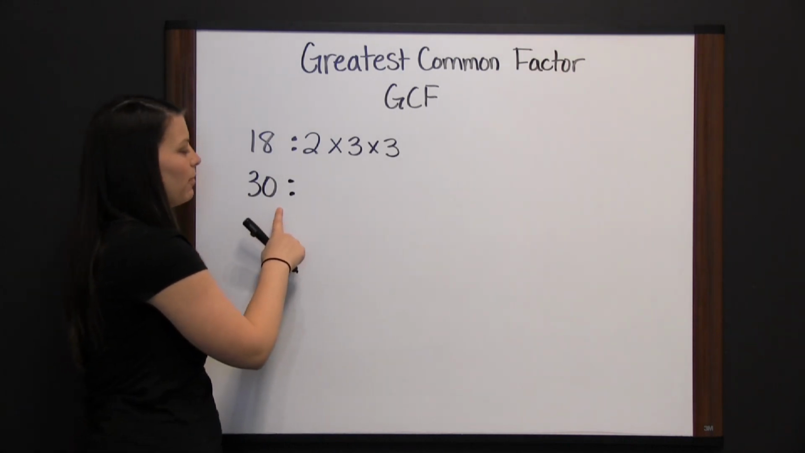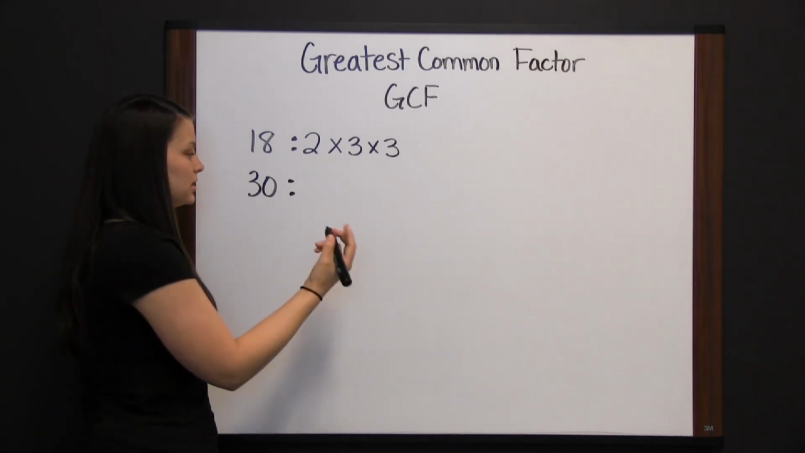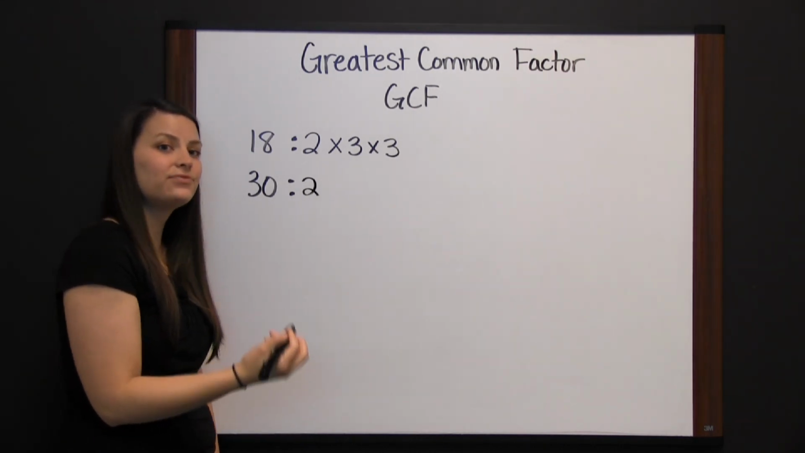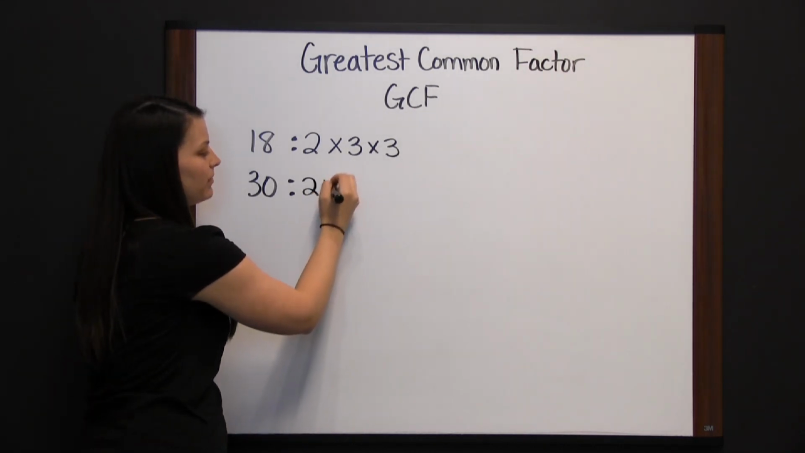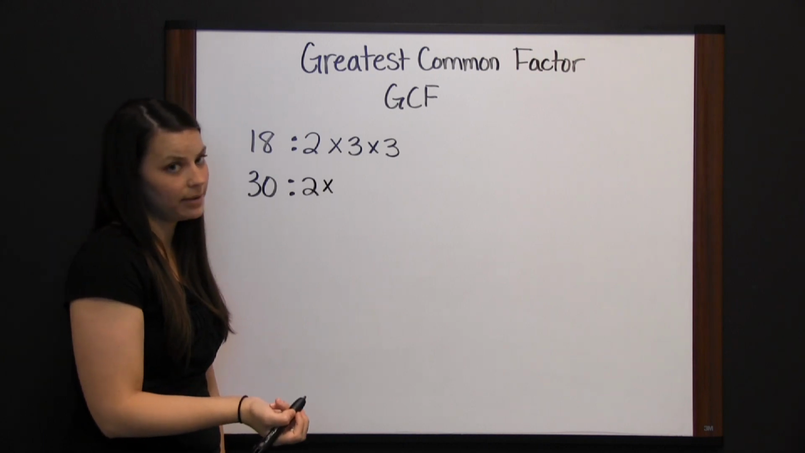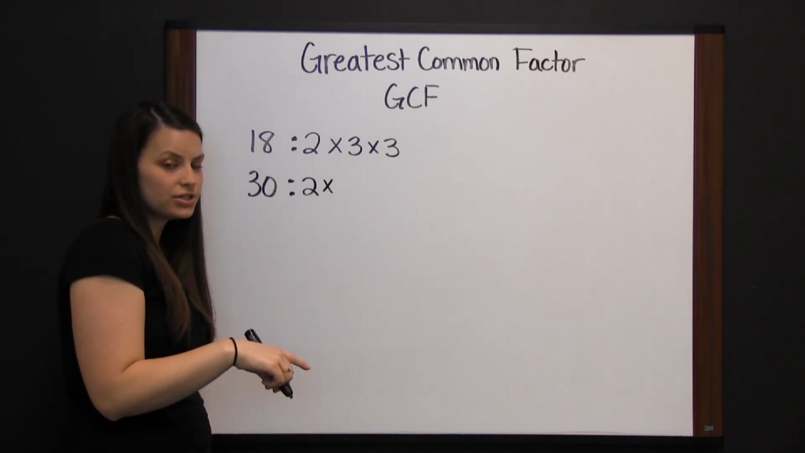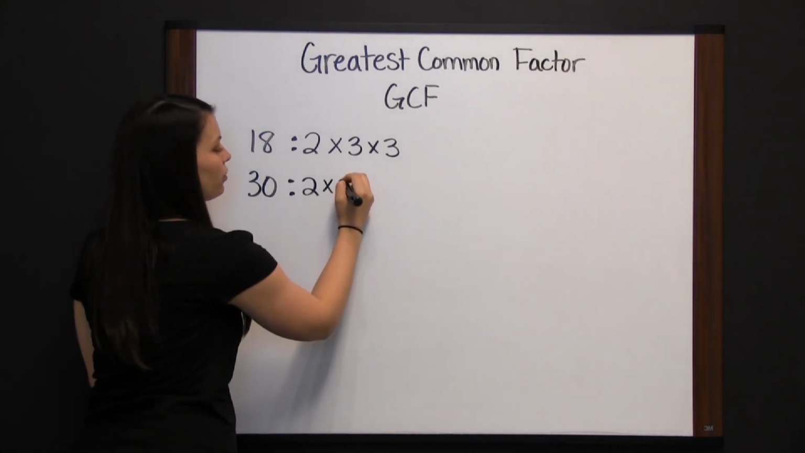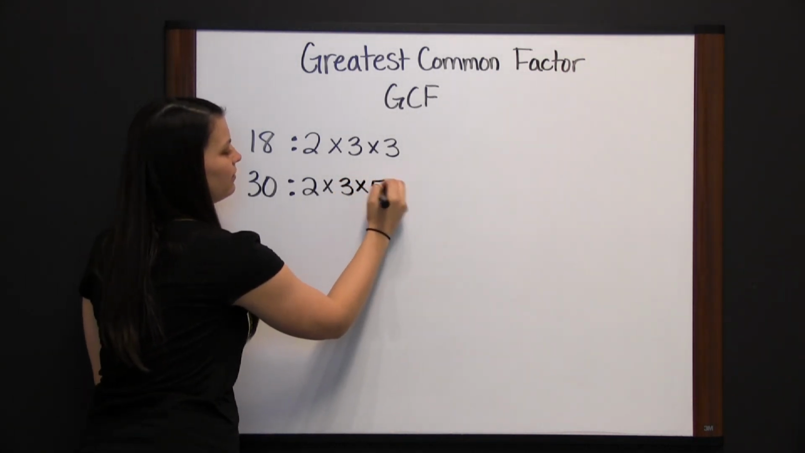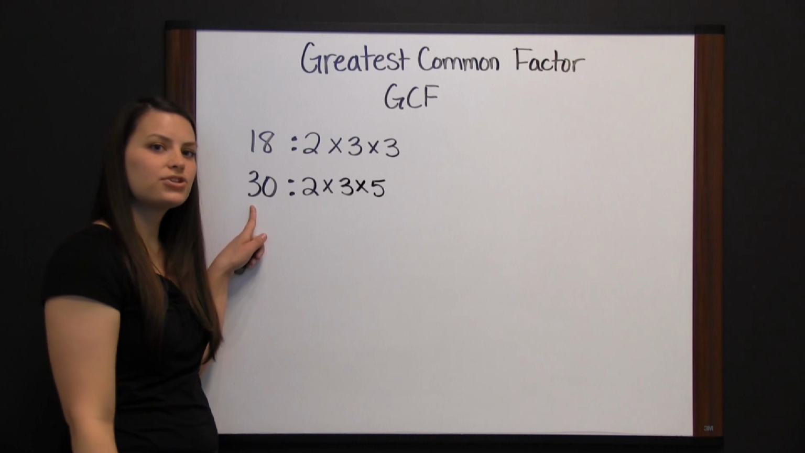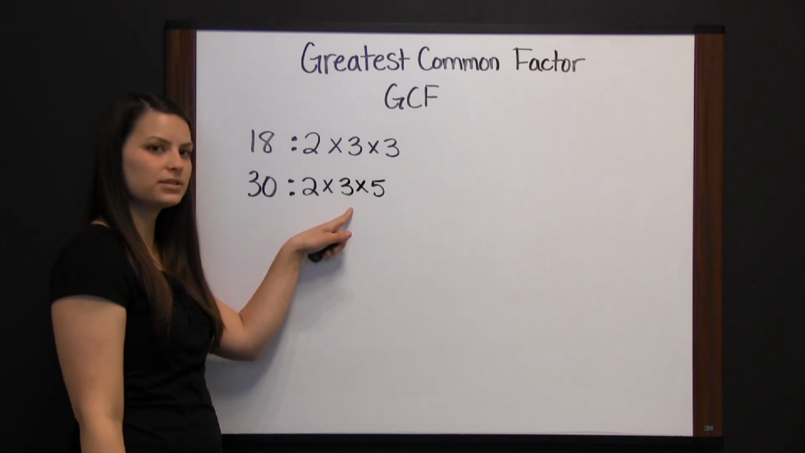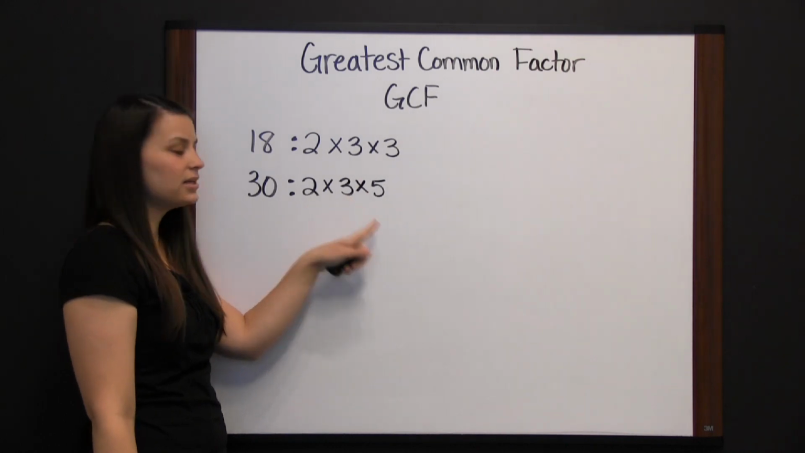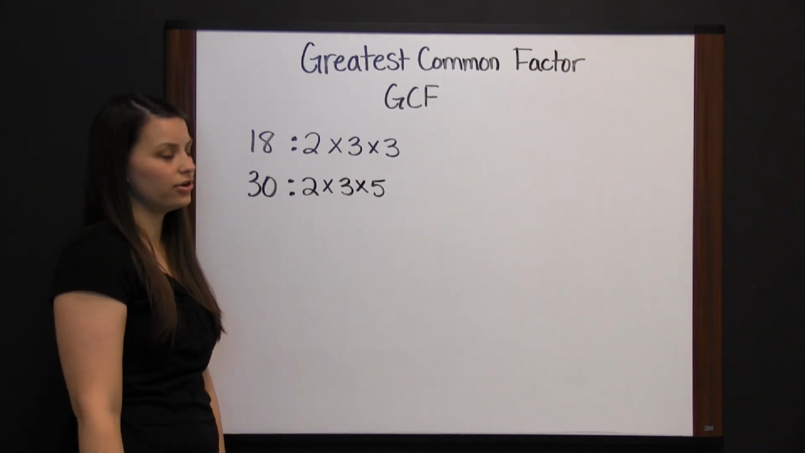30 is divisible by 2 also, since it's even. So 2 times 15 would be 30, but 15 is not prime, so we have to break it down into its prime factors. And 15's prime factors are 3 times 5. So the prime factorization of 30 is 2 times 3 times 5. 2 times 3 is 6, and 6 times 5 is 30.